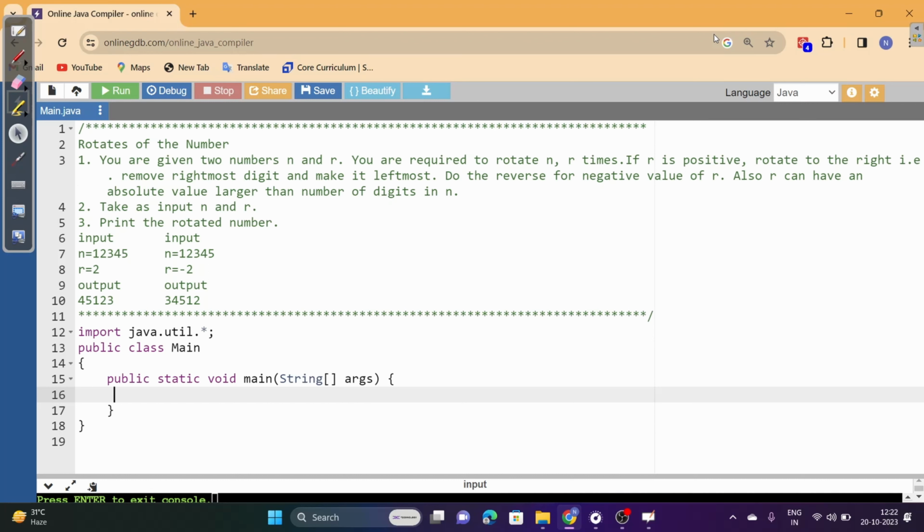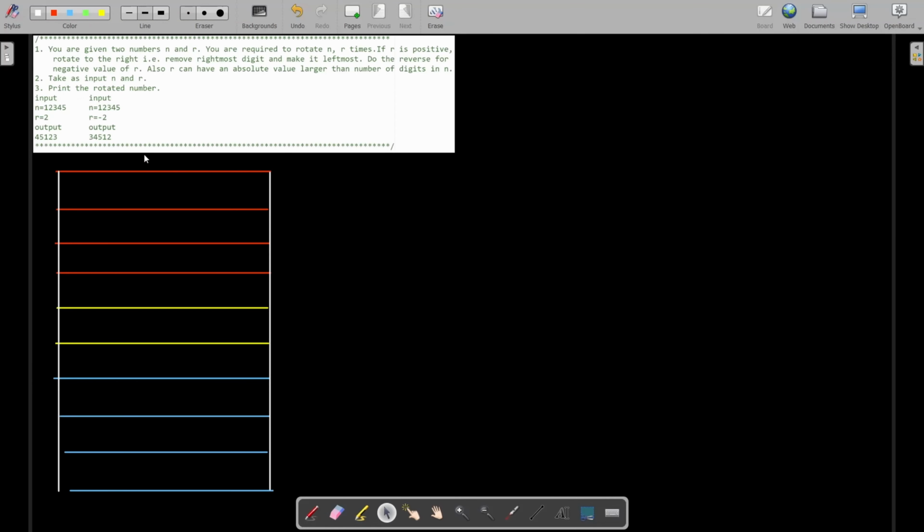Rotate to the right means nothing but you have to remove the rightmost digit and make it leftmost. The same process applies for negative rotation as well. It's vice versa, a reverse process. Okay, so let's discuss the question here. First, let's write the rotation.